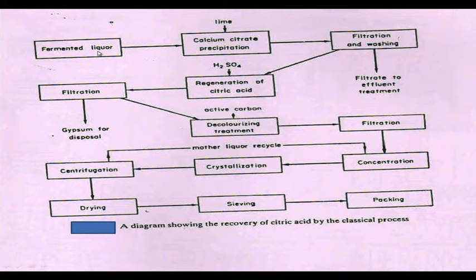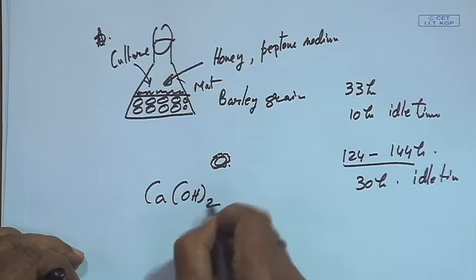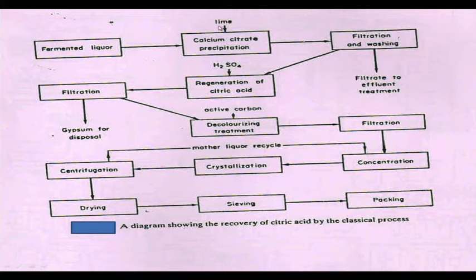This filtered material we treat with lime. Why do we treat with lime? Because lime is nothing but calcium hydroxide. This calcium hydroxide reacts with citric acid and precipitates in the form of calcium citrate, which is the solid mass. As soon as the calcium citrate is precipitated out, we pass it through filtration. This is called a Pannevis filter. I will show you how it works. We wash this with water, and then we discard the filtrate.